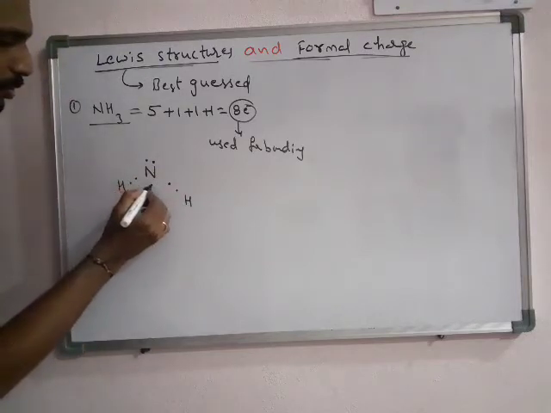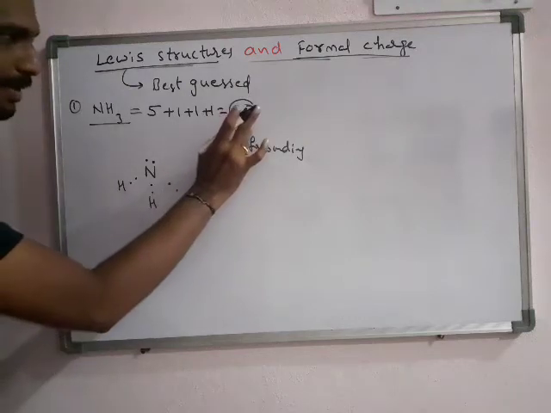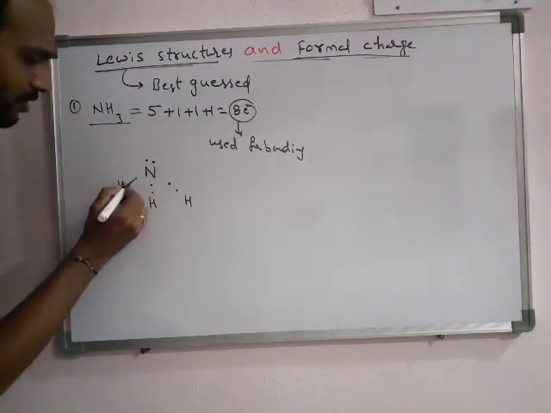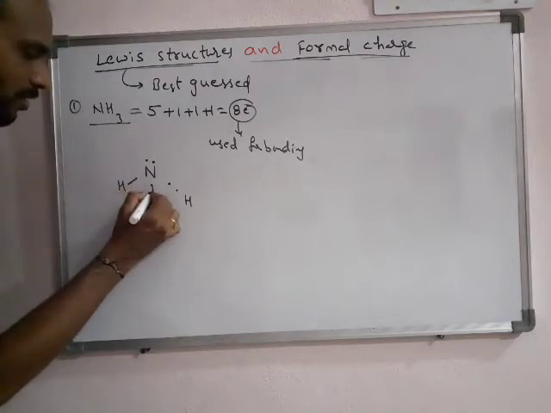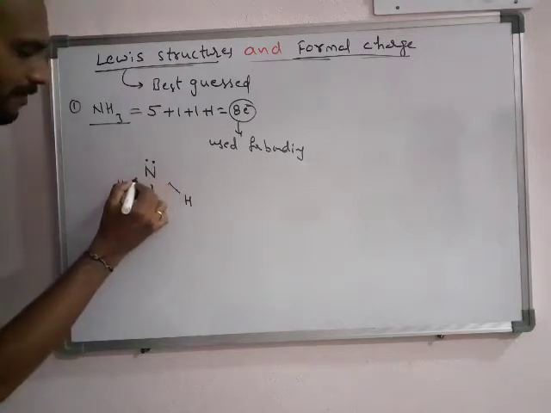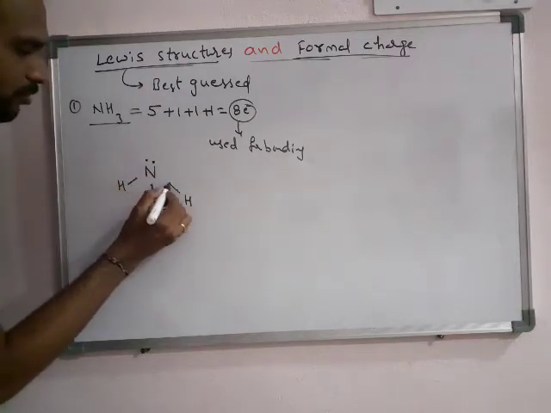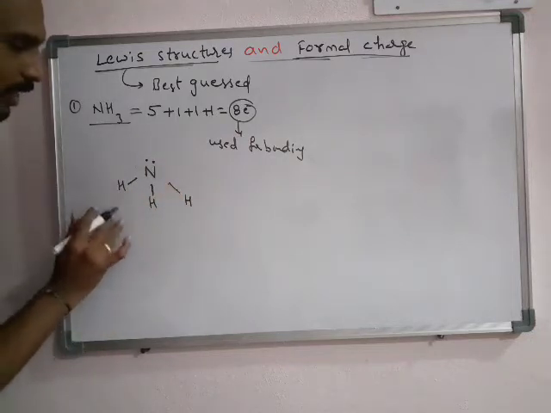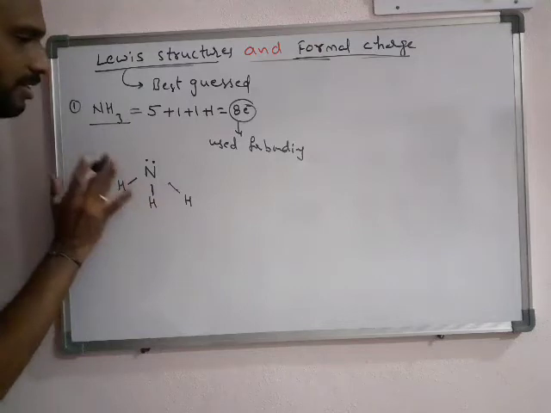So 1, 2, 3, 4, 5, 6, 7, 8. So the number is satisfied to the 8 valence electrons. And each hydrogen is satisfied with 2 electrons, helium configuration. And this nitrogen has 1, 2, 3, 4, 5, 6, 7, 8, a total of 8 electrons in it. Okay, so this is the Lewis structure of ammonia.